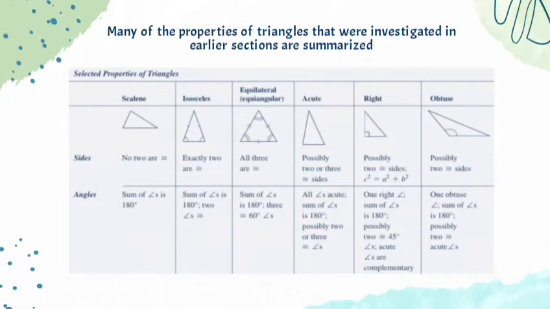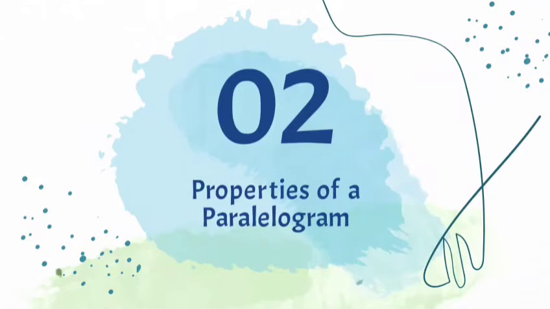And the last, sixth, obtuse: sides, possibly two are congruent; angles, one obtuse angle, sum of angles is 180 degrees, possibly two are congruent acute angles. That is our presentation about the first material.